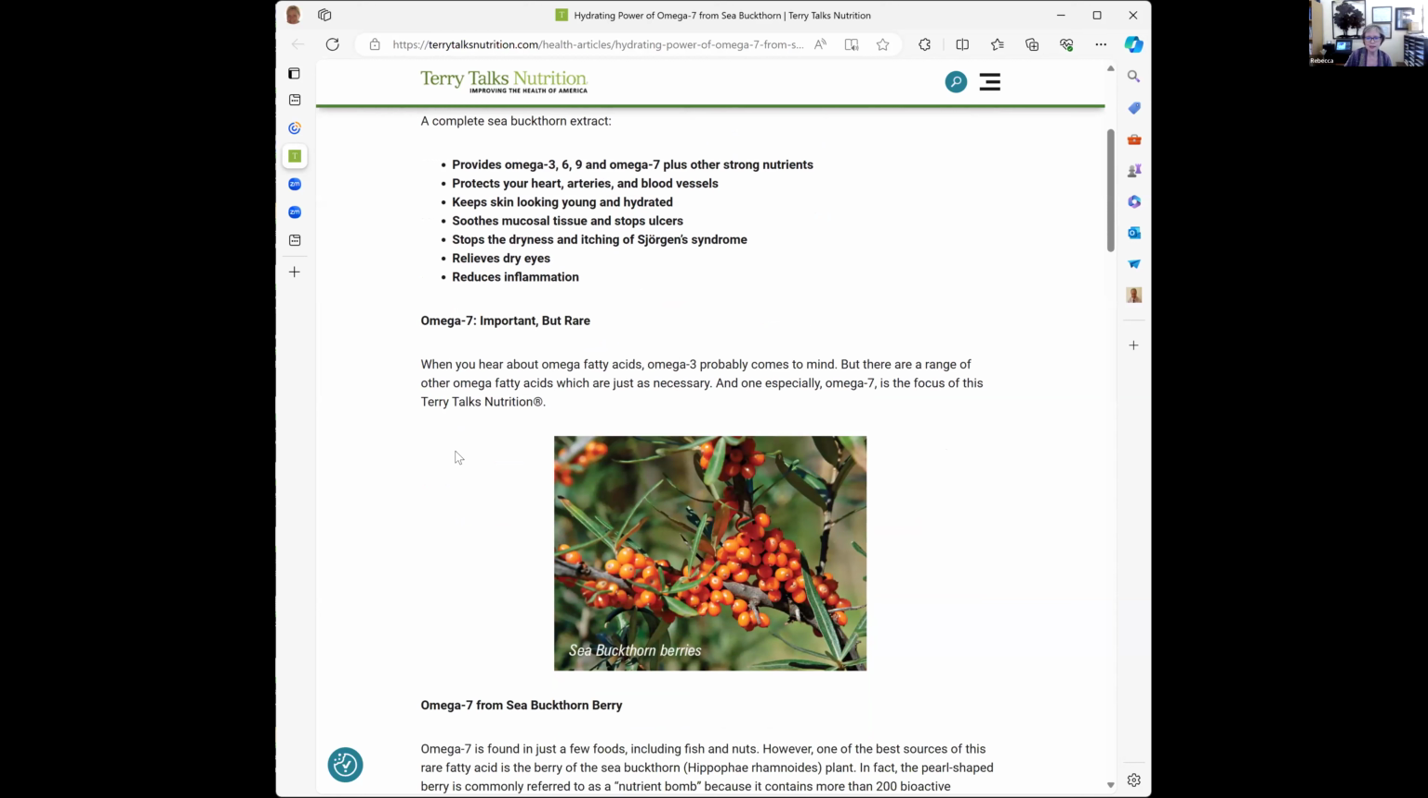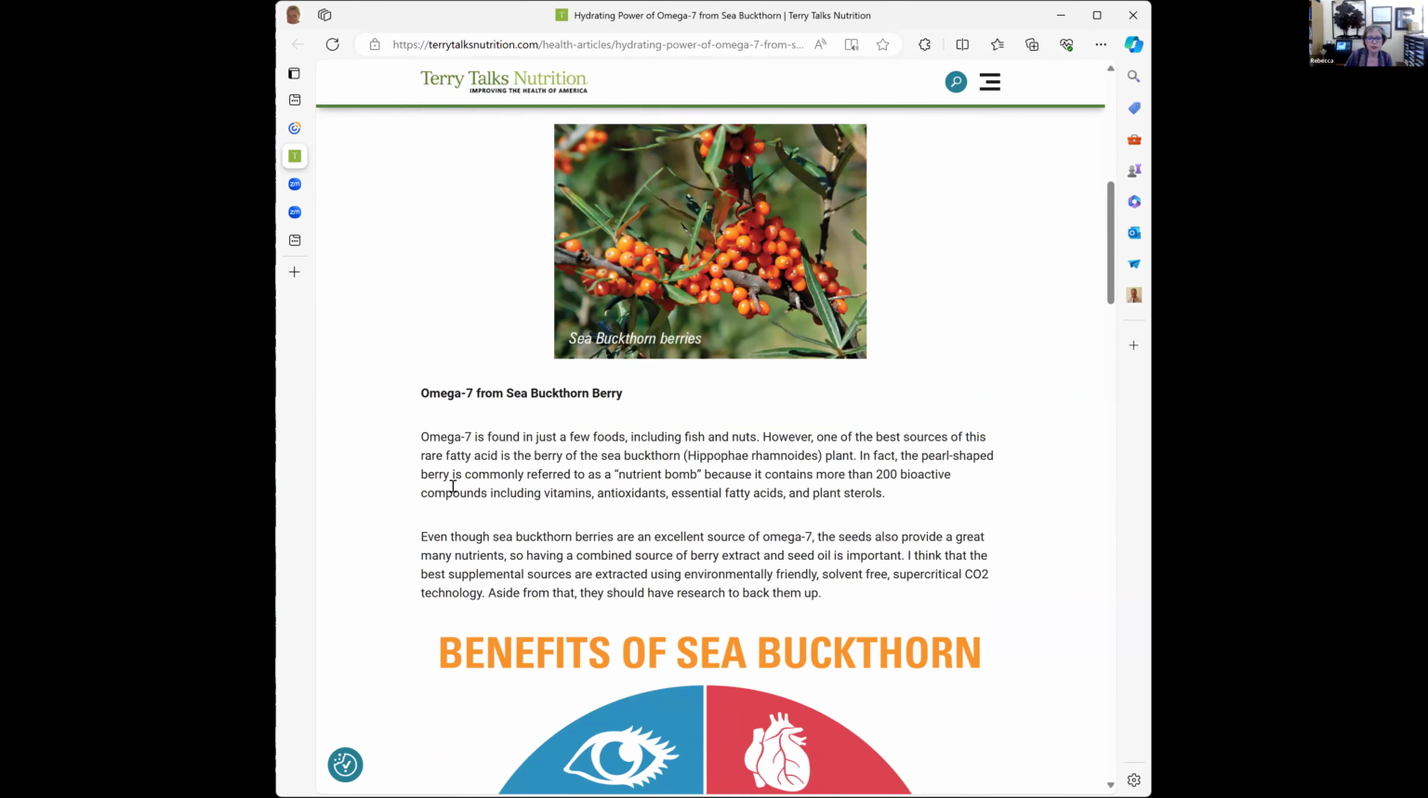When you hear about omega fatty acids, omega-3 probably comes to mind, but there are a range of other omega fatty acids which are just as necessary. And one, especially omega-7, is the focus of this talk, Terry Talks Nutrition. Omega-7 from Sea Buckthorn is found in just a few foods, including fish and nuts. However, one of the best sources of this rare fatty acid is the berry of the Sea Buckthorn plant. In fact, the pearl-shaped berry is commonly referred to as a nutrient bomb because it contains more than 200 bioactive compounds, including vitamins, antioxidants, essential fatty acids, and plant sterols.